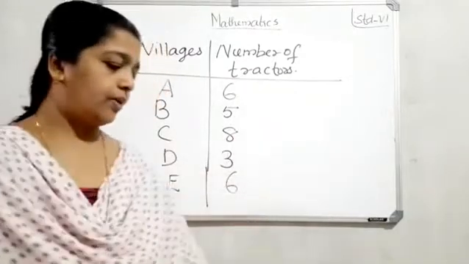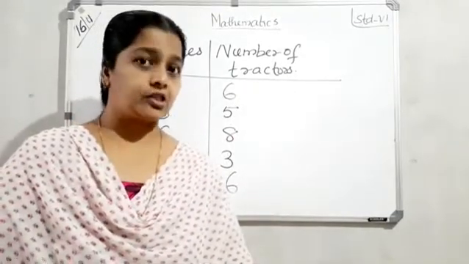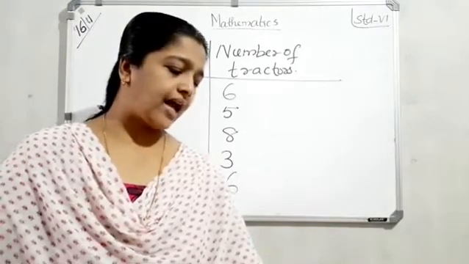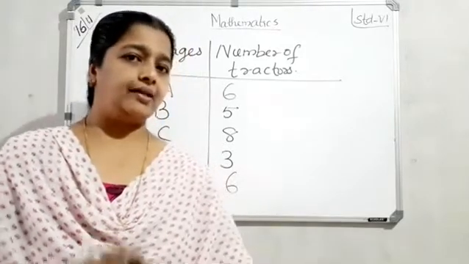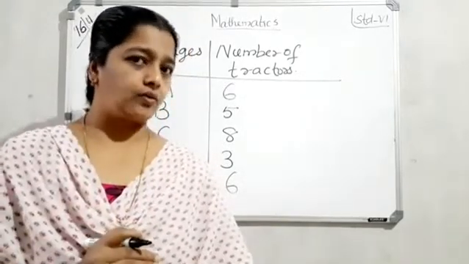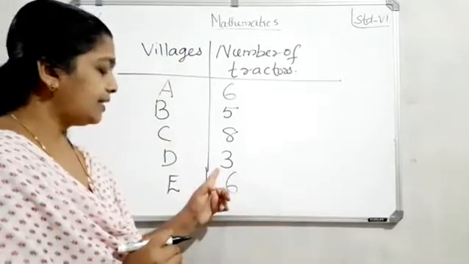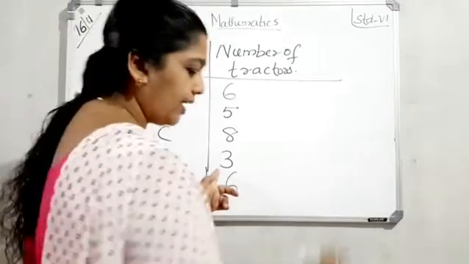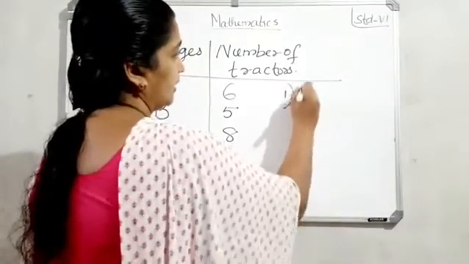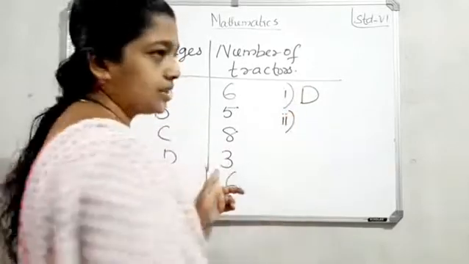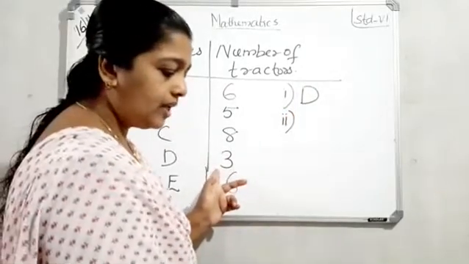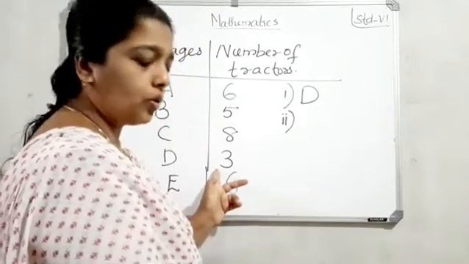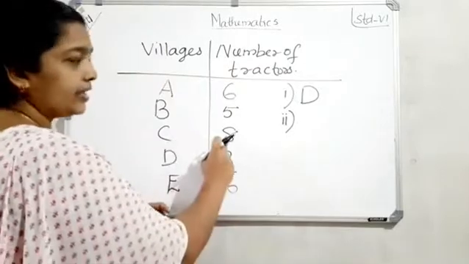Next. Question number 1. Must write the answer in your textbook only. Which village has the minimum number of tractors? Minimum means the fewest. Say the answer. That is 3. Therefore answer D. So first one answer D. Write D. Second question. Which village has the maximum number of tractors? Say the answer. Maximum means the most. That is here 8. That is C.